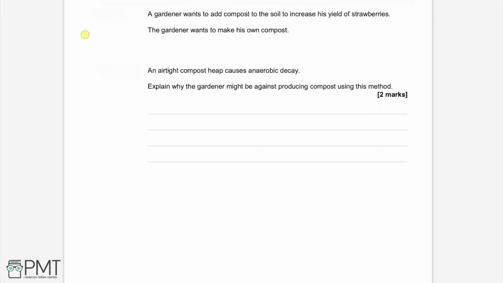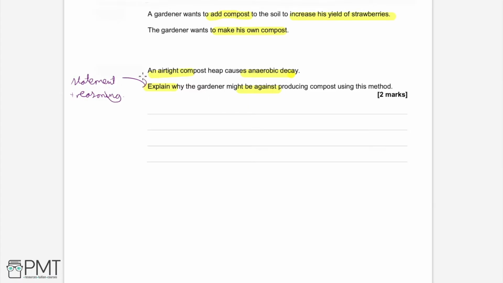A gardener wants to add compost to the soil to increase his yield of strawberries. A gardener wants to make his own compost. An airtight compost heap causes anaerobic decay. Explain why the gardener might be against producing compost using this method. Now this is a 2-mark explain question, so you want to make both a statement and also give reasoning behind it.